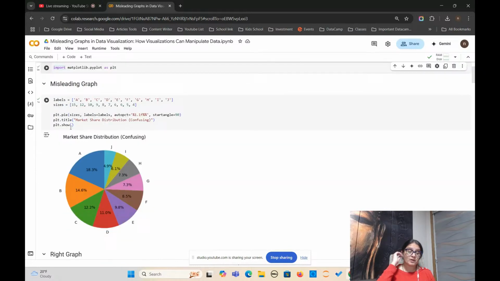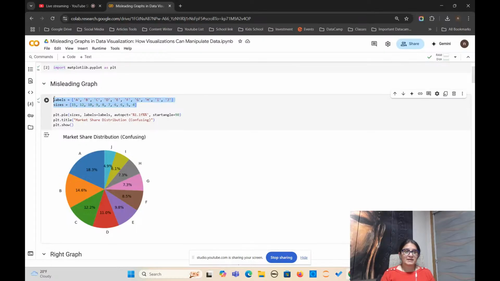I'm using matplotlib for this one. So here, this is the misleading graph. Look at this. We have the labels from A to J. Now there are different sizes. I want to display the different sizes or distribution of the data based on these given labels. It can be categories. Let's say you have a data set, and there are multiple categories. Now you want to show the distribution of each category in your data set.